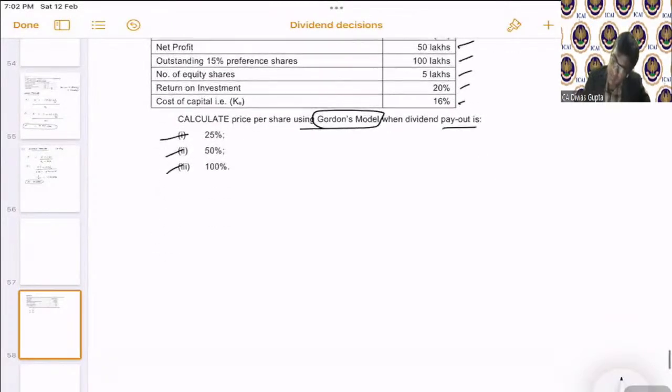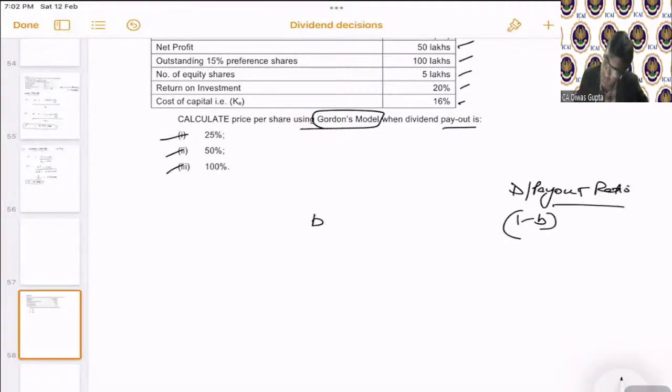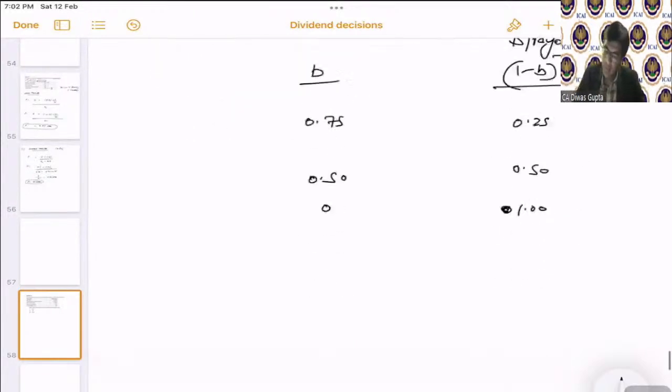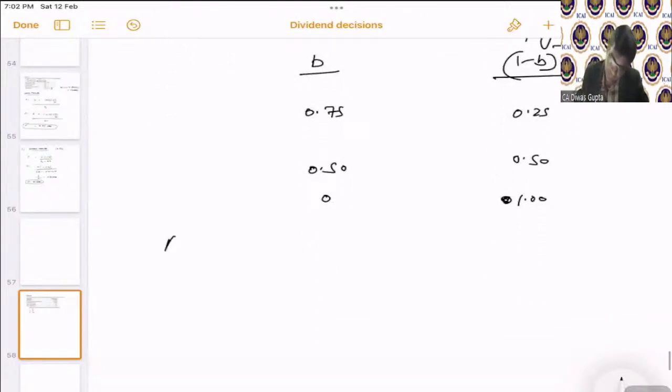So in this case, if B, 1 minus B is the dividend payout ratio, right? Which is actually 0.25, 0.50, 1.00. In this case, B will be 0.75, 0.5 and 0. Correct, students? So we have calculated the value of B as well as 1 minus B. Now we have to apply Gordon's formula.